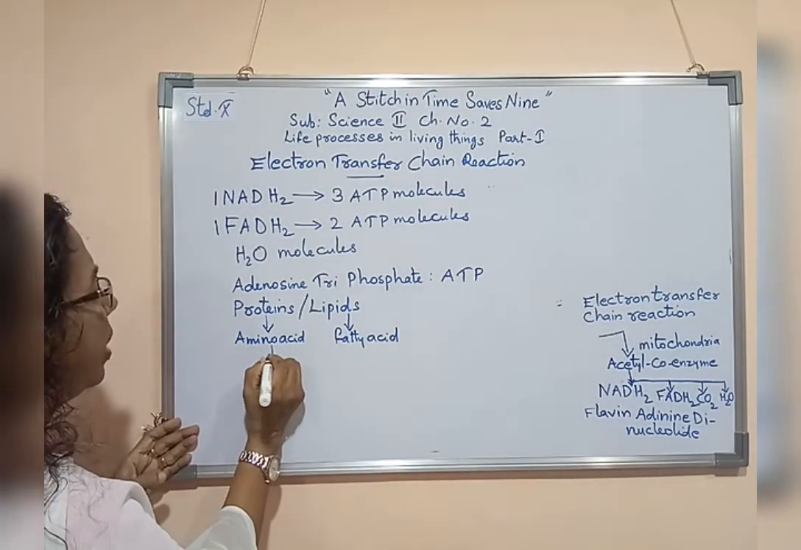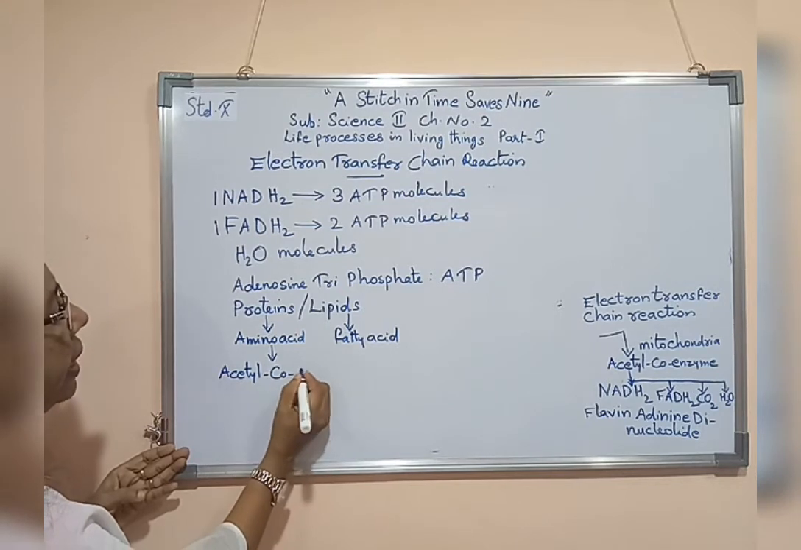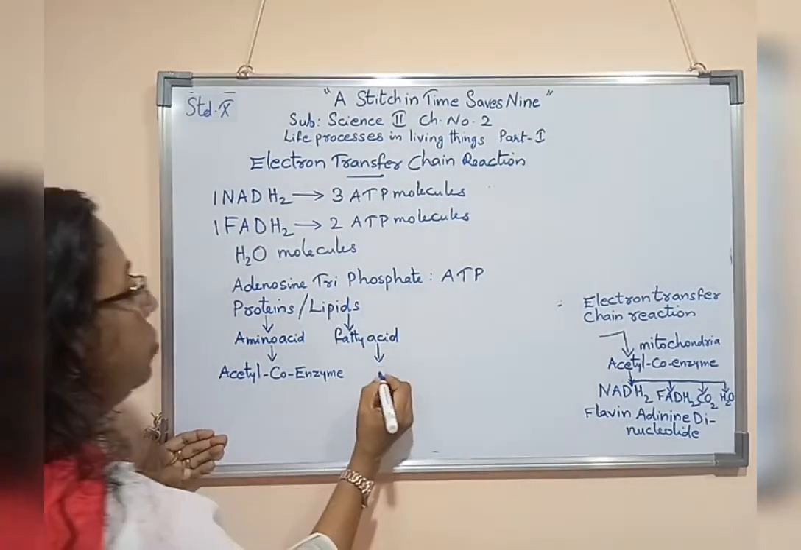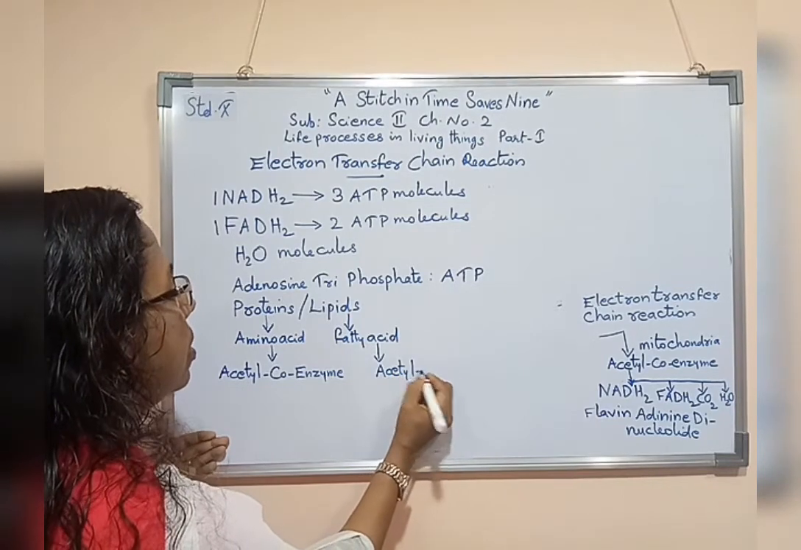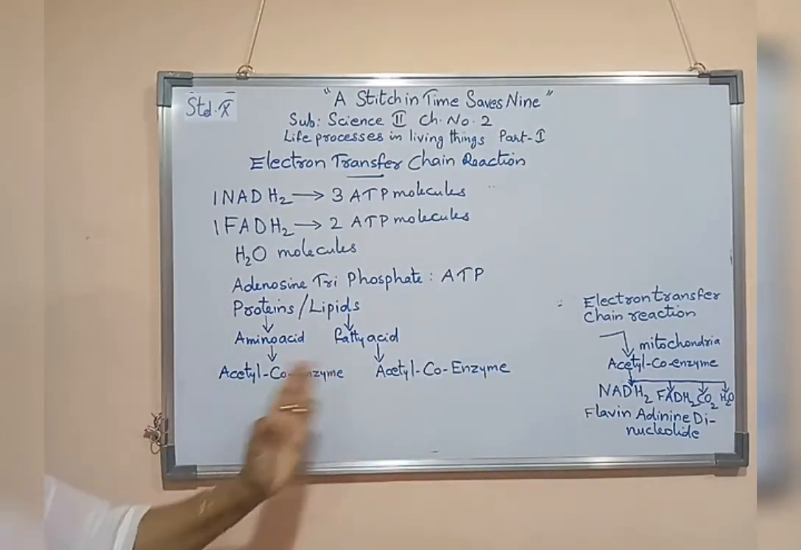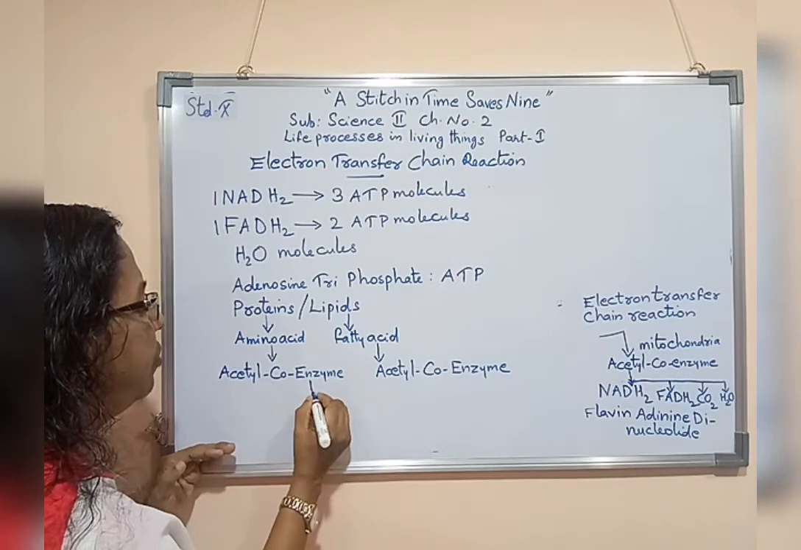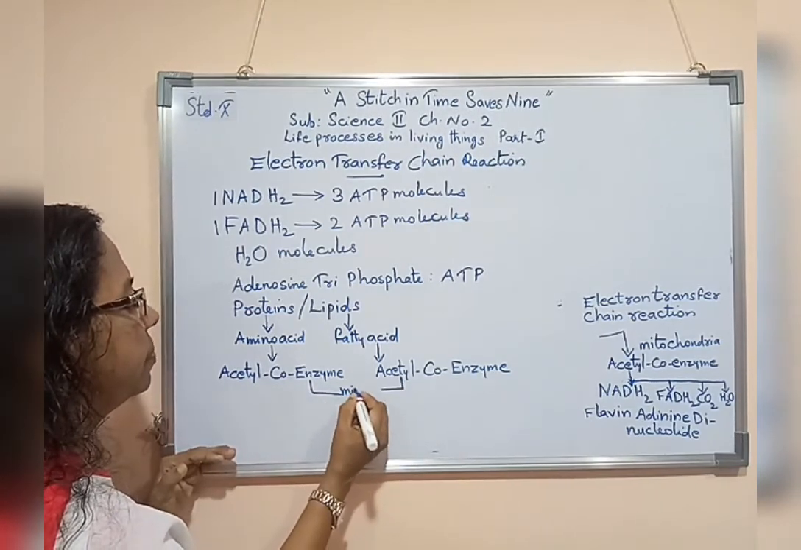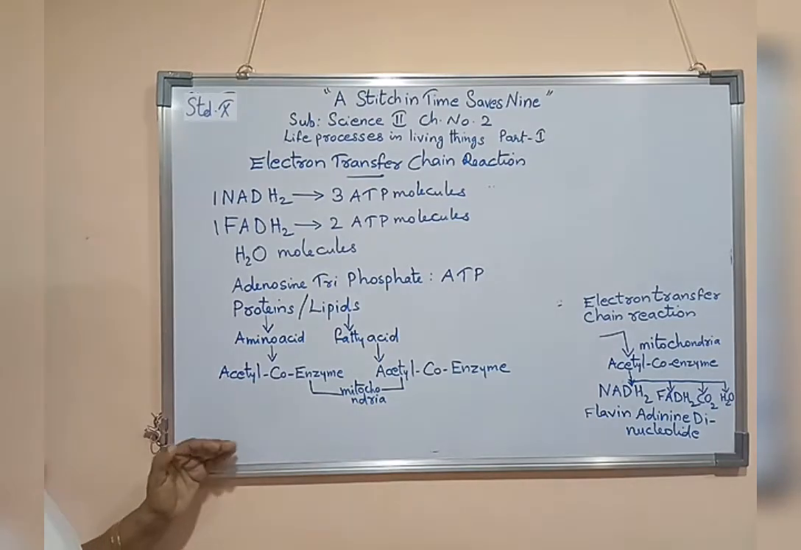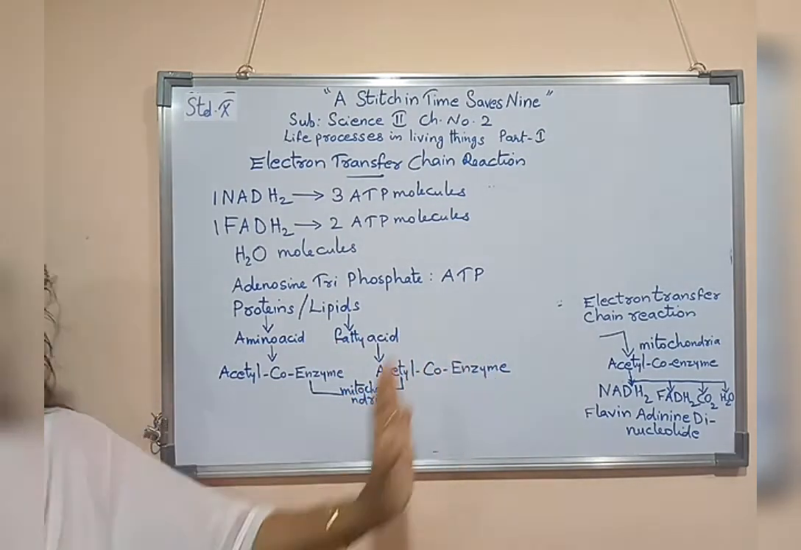After that, amino acid converts to acetyl coenzyme. Similarly, fatty acid changes to acetyl coenzyme. Once acetyl coenzyme forms, both of them will enter into the mitochondria. After that, the tricarboxylic acid cycle will occur. The same process we studied will occur.